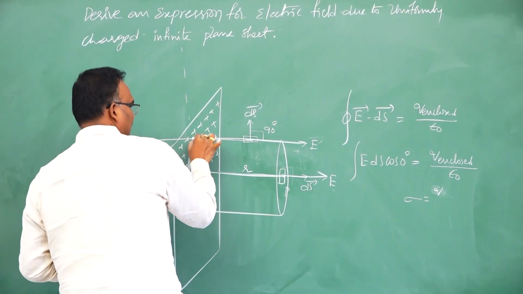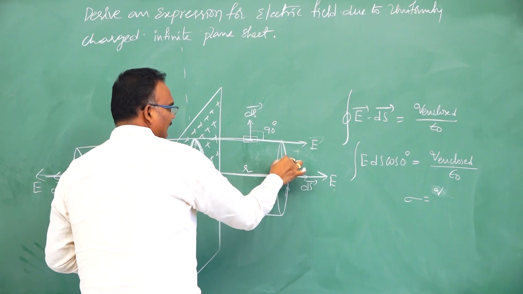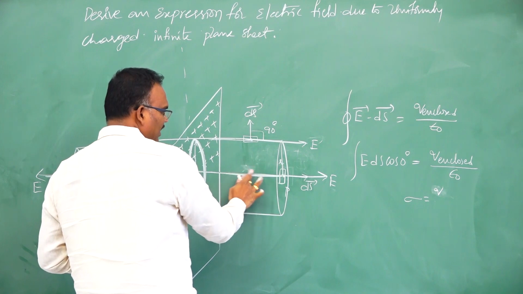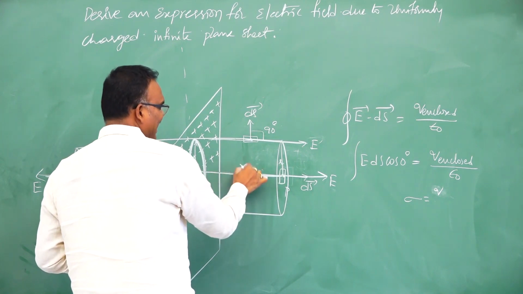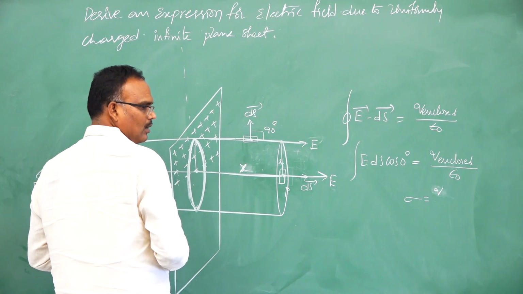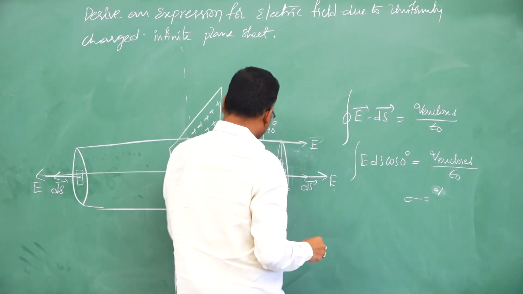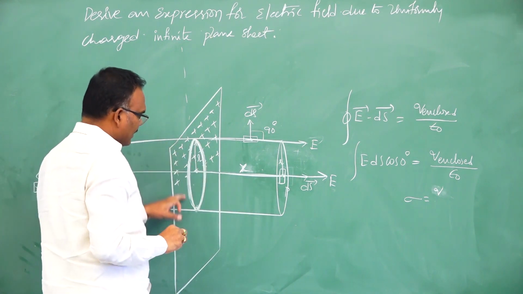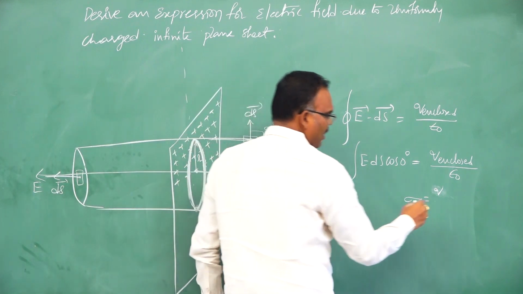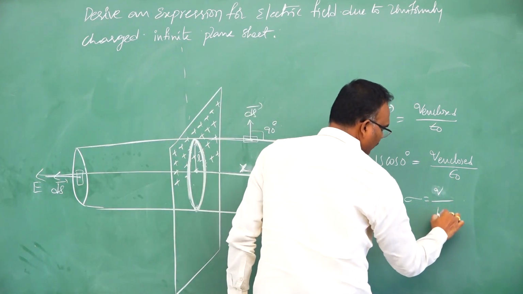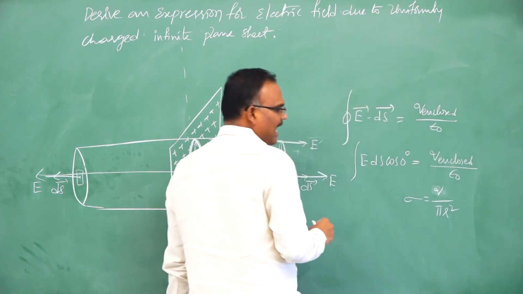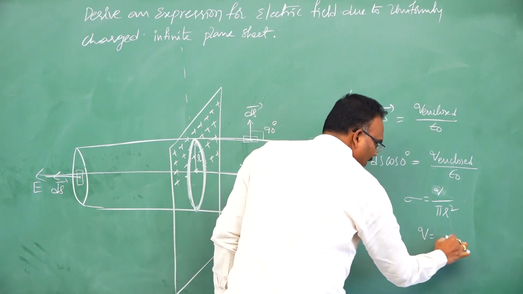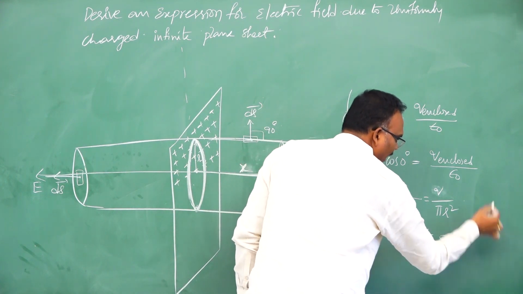Okay, this distance I will take as R. Okay, to differentiate, this distance I will take as X. So for this circle of radius small r, the circular area is pi r square, surface area is pi r square. That means the charge enclosed by that circle is sigma into pi r square.